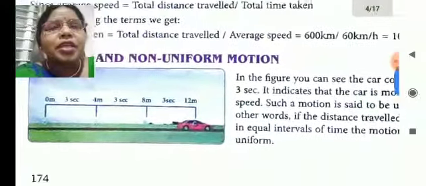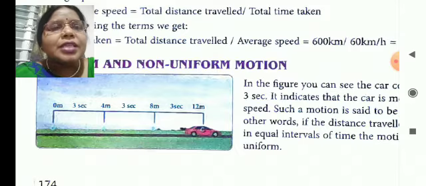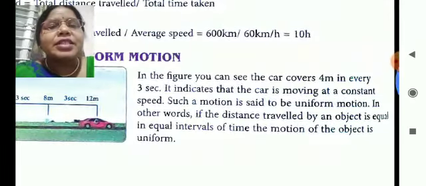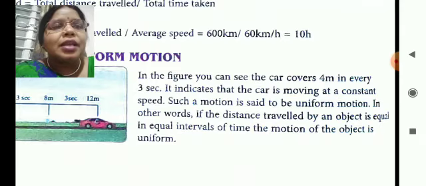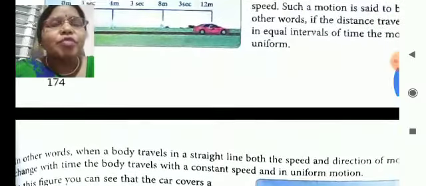Here you can see that in each interval, the same distance is traveled by the car, 4 meters in every 3 seconds. So it is uniform motion.